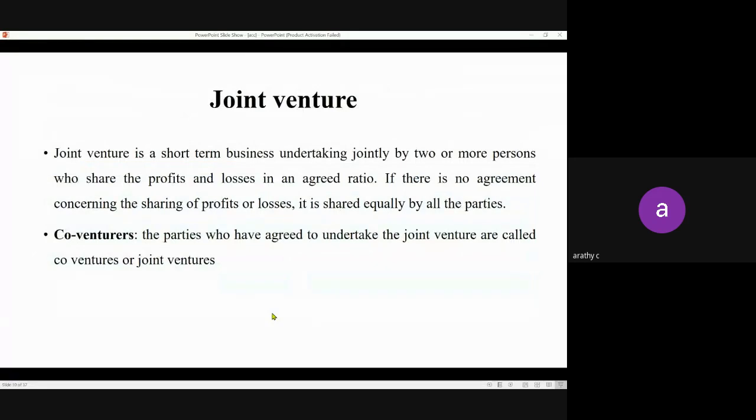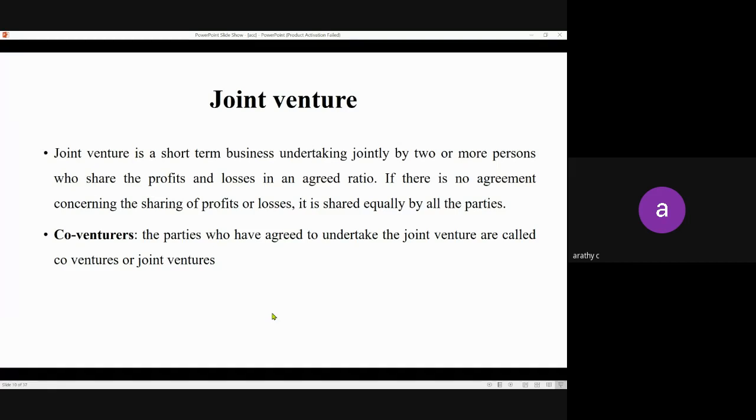Next is joint venture. The joint venture is a short-term business undertaking jointly by two or more persons who share the profit and losses in an agreed ratio. If there is no such agreement, then it is shared equally by the two parties. So this is the joint venture. It is joined by two or more persons to share the profit equally or in an agreed ratio.